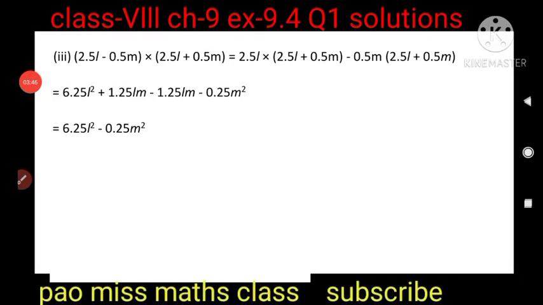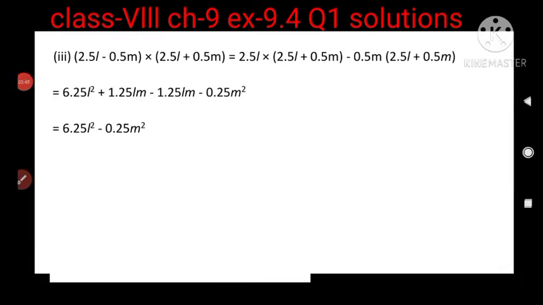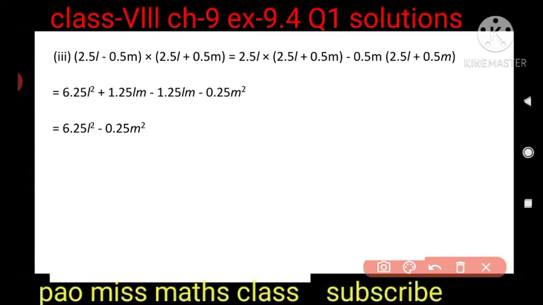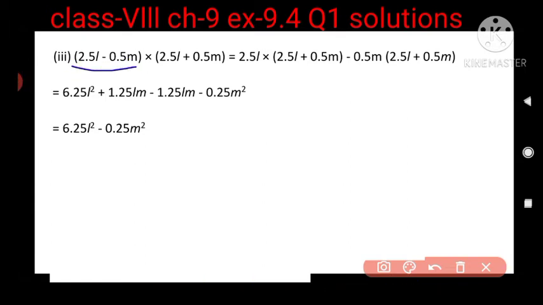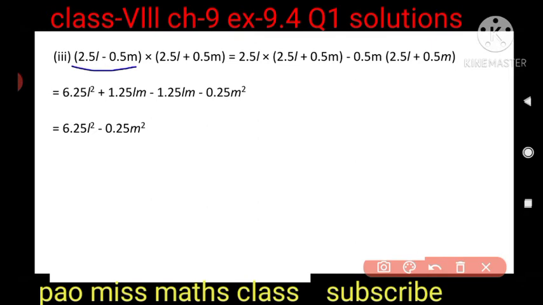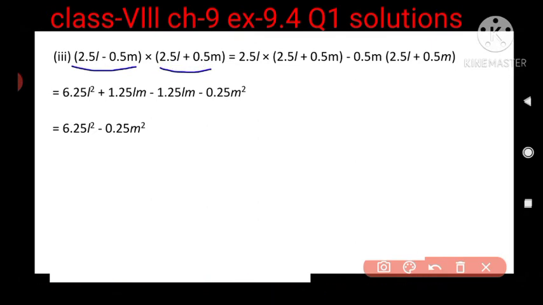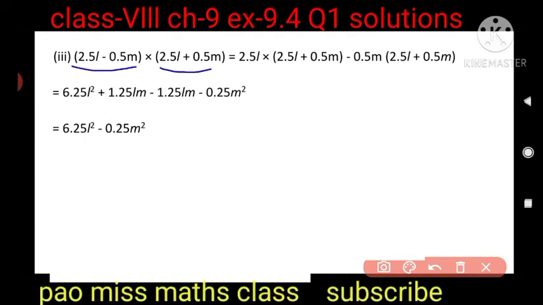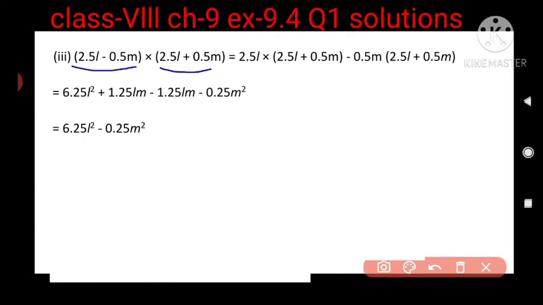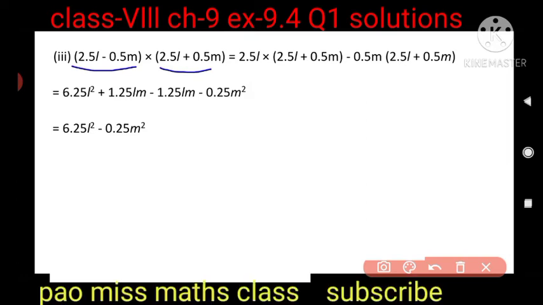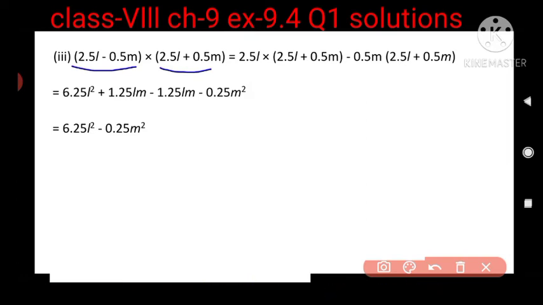Now you can see question number 3. Two binomials are given. What are they? 2.5L minus 0.5M, and the next one is 2.5L plus 0.5M. So two different expressions are given and both are binomials, and we have to multiply them.